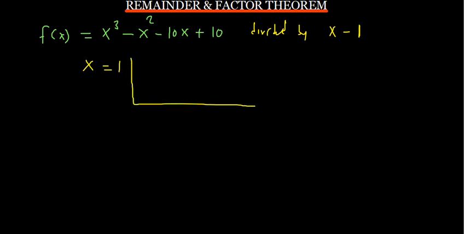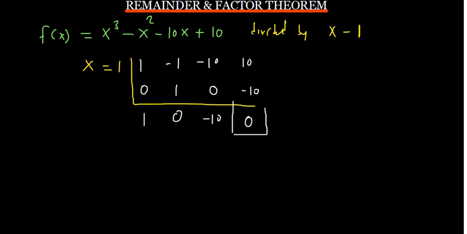I'll write the coefficients of this polynomial. Coefficient of x power 3 is 1, power 2 is negative 1, x is negative 10, and then positive 10. I'll put a 0 down here. 1 plus 0 is 1. 1 times 1 is 1. Negative 1 plus 1 is a 0. 0 times 1 is a 0. Negative 10 plus 0 is a negative 10. Negative 10 times 1 is a negative 10. 10 plus negative 10 is a 0. We can also confirm that the remainder is 0.